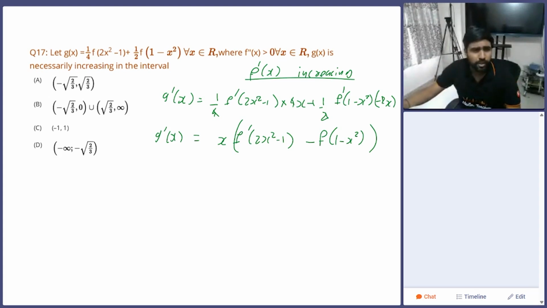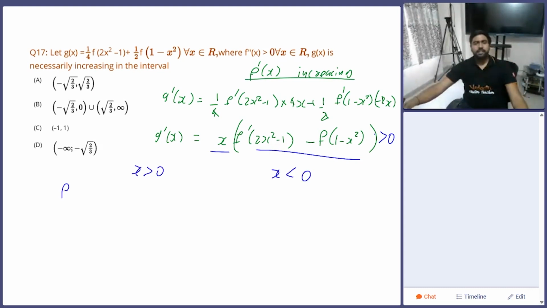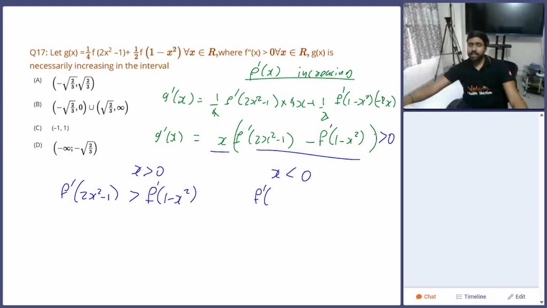Now you are looking for g of x to be strictly increasing, so that's greater than 0. Now here, as there are two terms of product, I will have to break it into two parts. First when x is greater than 0 and then when x is less than 0. Now when x is greater than 0, I will need this f dash of 2x square minus 1 minus f dash of 1 minus x square to be a positive value. So that positive will give me positive, meaning that f dash of 2x square minus 1 will have to be greater than f dash of 1 minus x square. When it is negative, I need a negative value, which means f dash of 2x square minus 1 should be less than f dash of 1 minus x square.